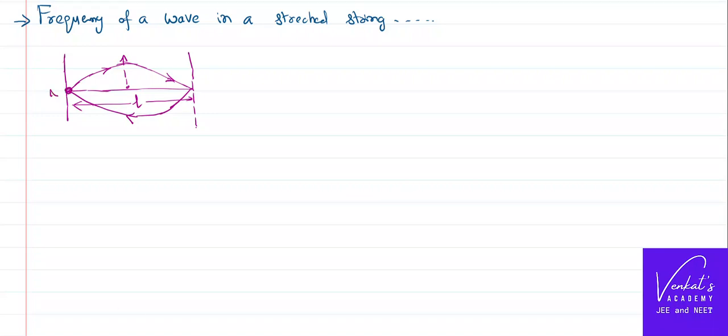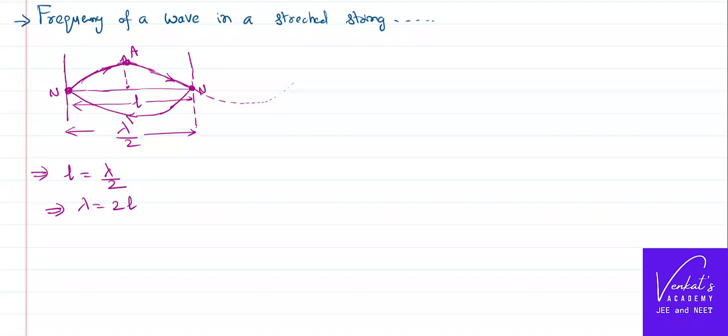It's very clear that this point is called a node, where the displacement is minimum. This point is called an antinode, where the displacement is maximum. If you notice, this is only half of a wave. If a complete wave, a crest and trough also have to be there, but the trough is not there. So the distance between node and node is equal to half the wavelength. So it's very clear that the entire length of a stretched string is equal to lambda by 2. That implies lambda equals 2L.